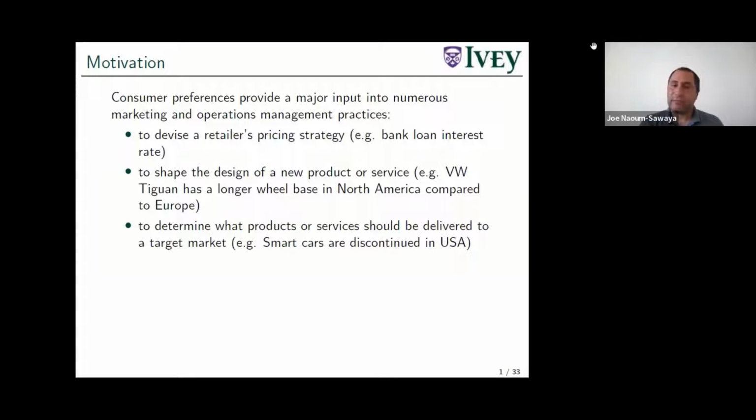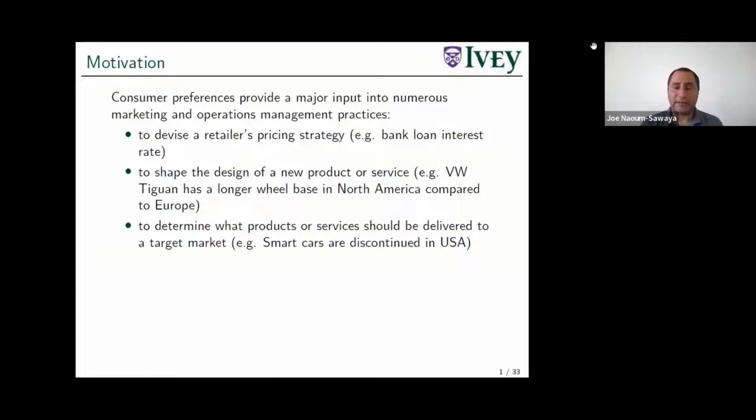Or, for instance, it's very common to use preference learning to help shape the design of the product. In the auto manufacturing industry, it's quite common that we see different versions of the cars being offered in different markets. For instance, there is a big difference with the Volkswagen Tiguan that is sold in North America, which has a much longer wheelbase compared to the one in Europe. And that's just driven by what the market appreciates and likes to buy in different regions or different consumers.